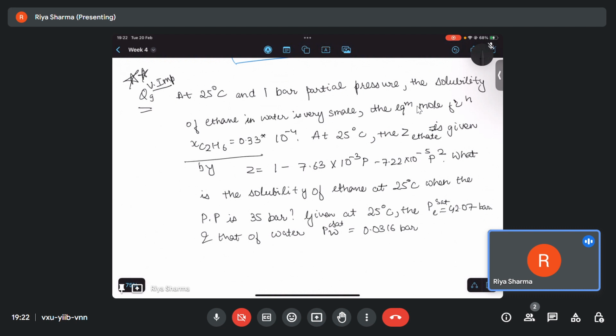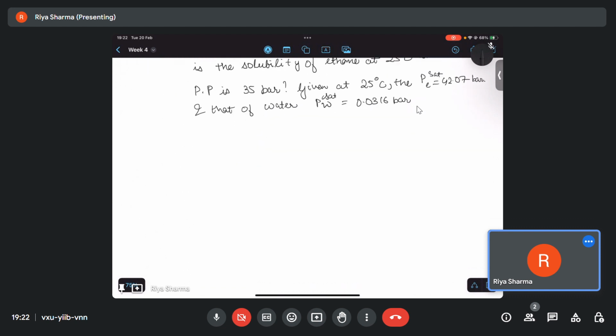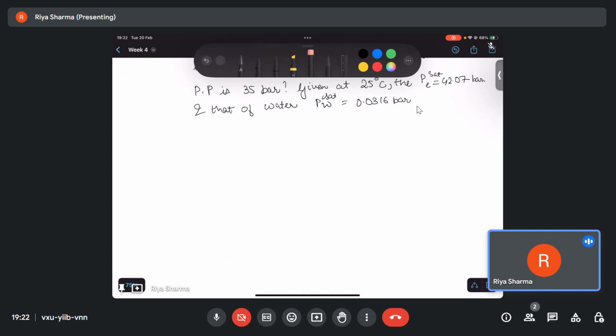At 25 degrees Celsius, compressibility factor is given. So now if they have changed partial pressure to 35 bar, what will be the solubility? Are we online? So it is asking. I'll be explaining each and every part of it, so I'll be writing each and every part.